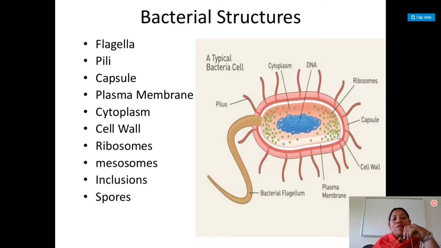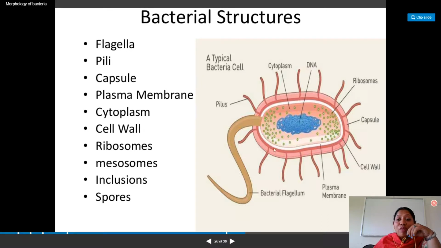So let us have a look at the bacterial structure. Very important, it's a 5 marks question to be known. You should draw a beautiful diagram of a bacterial structure showing all the parts which are required. Yes, let us go with the parts.